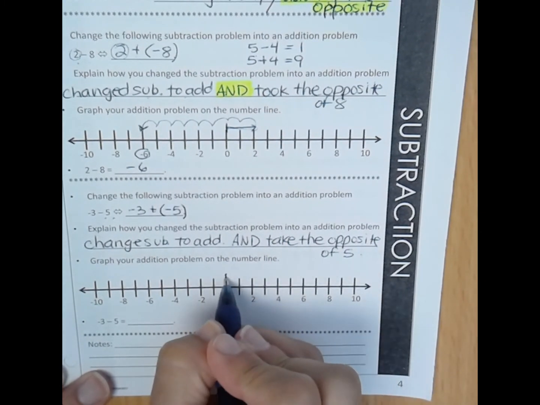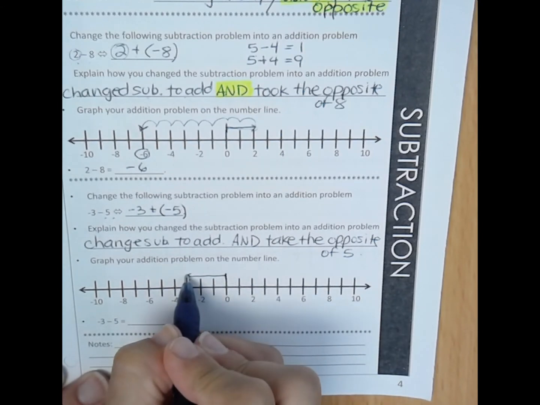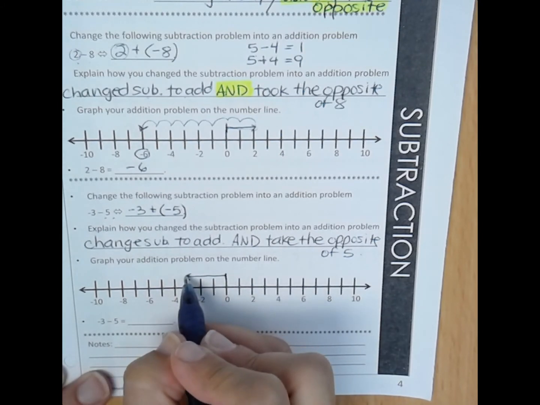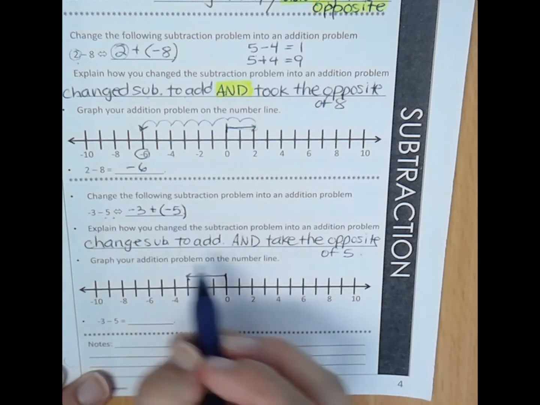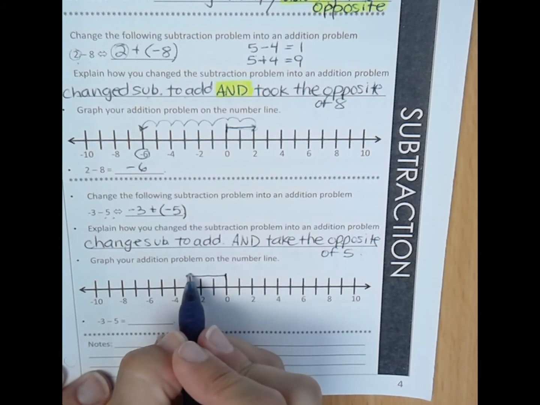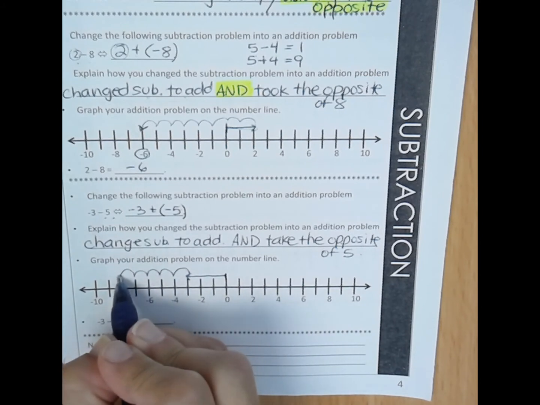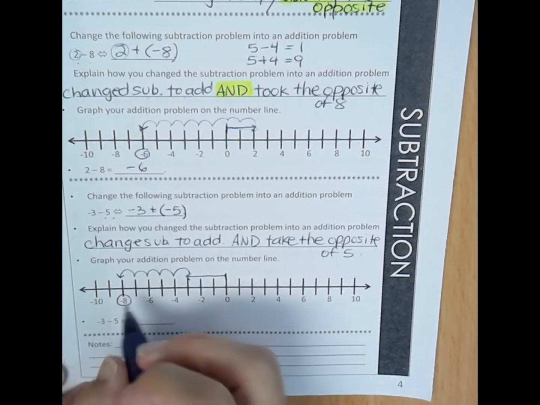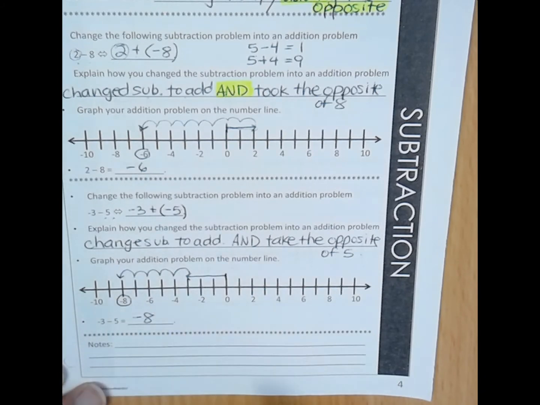Negative 3, here's 0, negative 3. If you think about it, if I was going to add 5, I would go this way, right? But I'm subtracting 5 or adding negative 5, so I'm going to go this way. 1, 2, 3, 4, 5. So negative 3 minus 5 is negative 8.